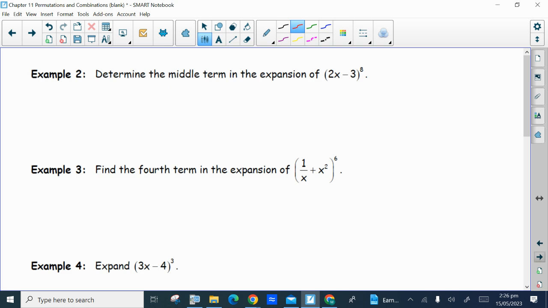Number 2, determine the middle term in that expansion. We're going to do this using the general formula. How many terms will there be in this entire expansion, Serena?